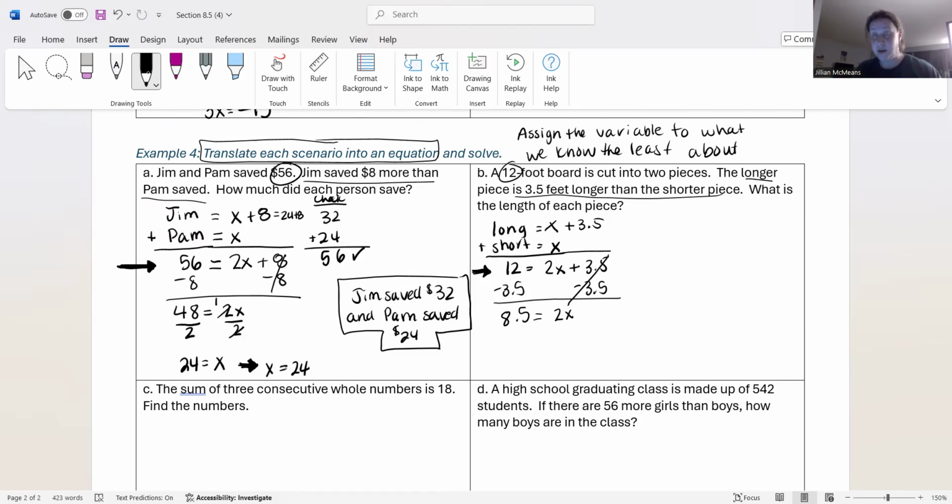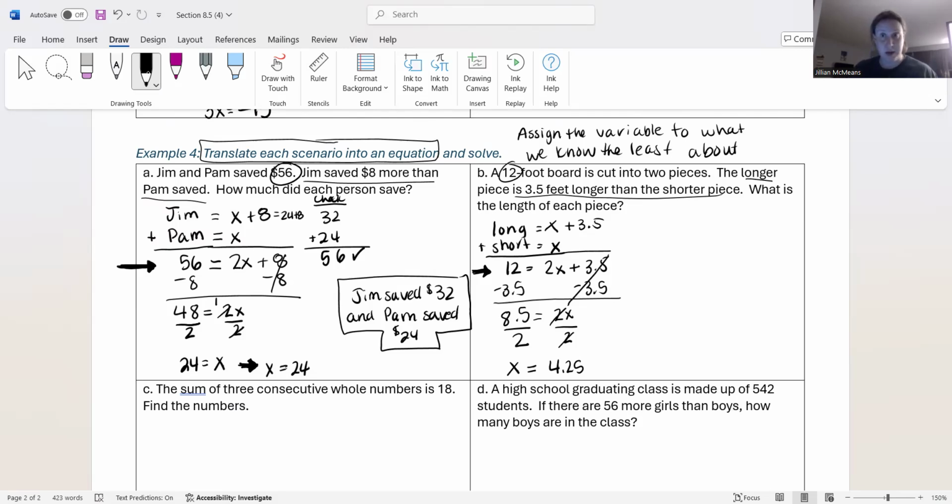I can now apply the multiplication property of equality. So I want to undo the multiplication of 2 and x. So we undo multiplication with division. On the right, 2 divided by 2 is just 1. So that leaves me 1 times x. And then on the left, 8.5 divided by 2 is going to be 4.25.